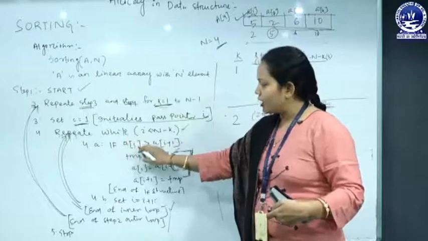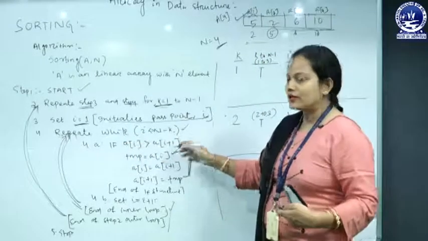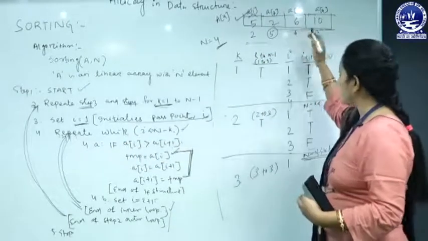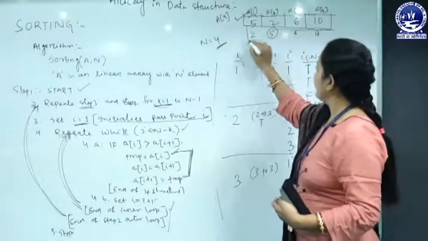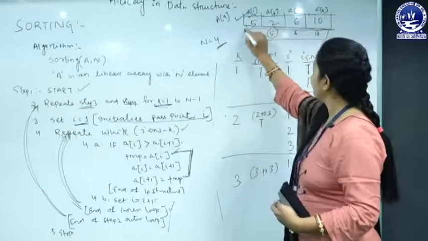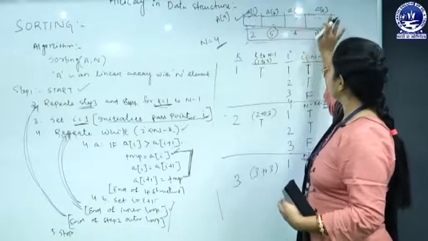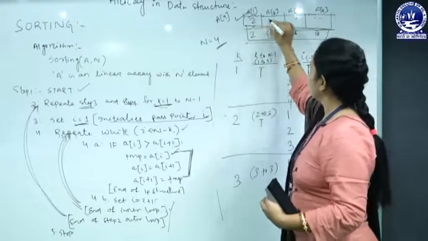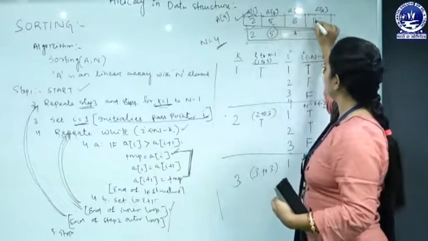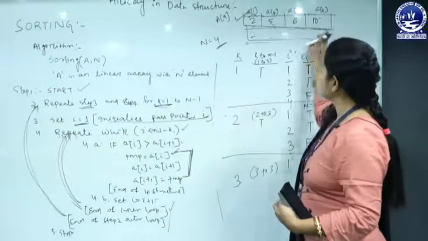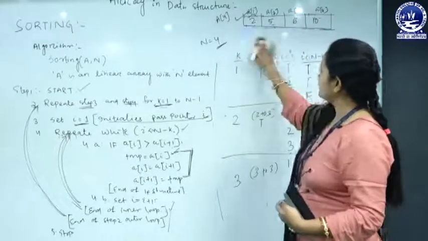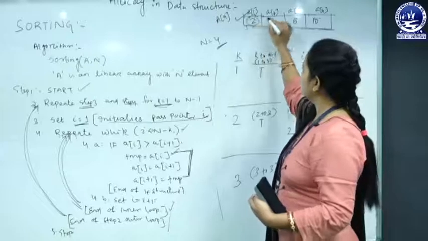If A of I is greater than A of I plus 1, that means when we execute pass 2, the array became like this. This is our new array. So this does not exist. That means the new array is 2, 5, 6 and 10, and we are in pass 3. So in pass 3, we will compare this with this.